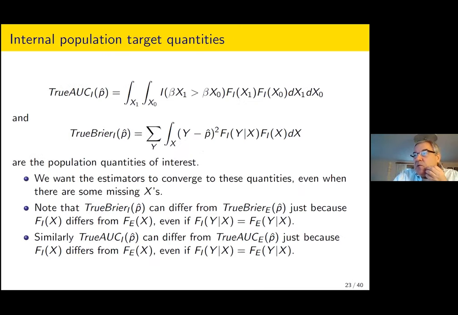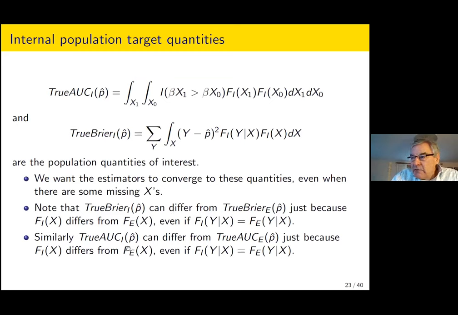Okay, and so I'd say these population quantities, where I'm integrating with respect to the internal distribution, are the true quantities I'm trying to estimate. And so those are the things I'm trying to get good estimates of, right? Now, I haven't even got missing data at this point. But if I didn't have any missing data and used a regular Brier score and C index calculation, these are the quantities that, with a larger sample size, I'd be converging to. So these are the things I'm interested in. That's the thing we want to estimate, as if you didn't have any missing data. What quantity are you estimating?